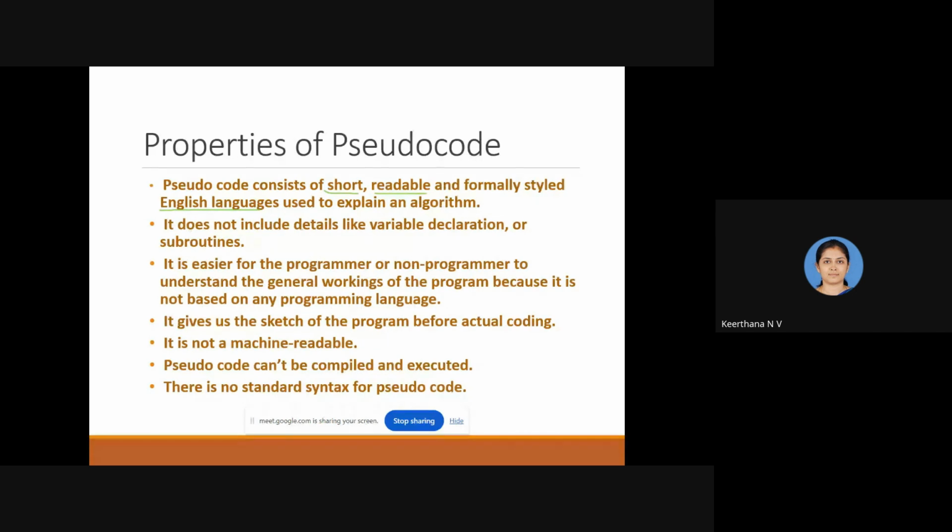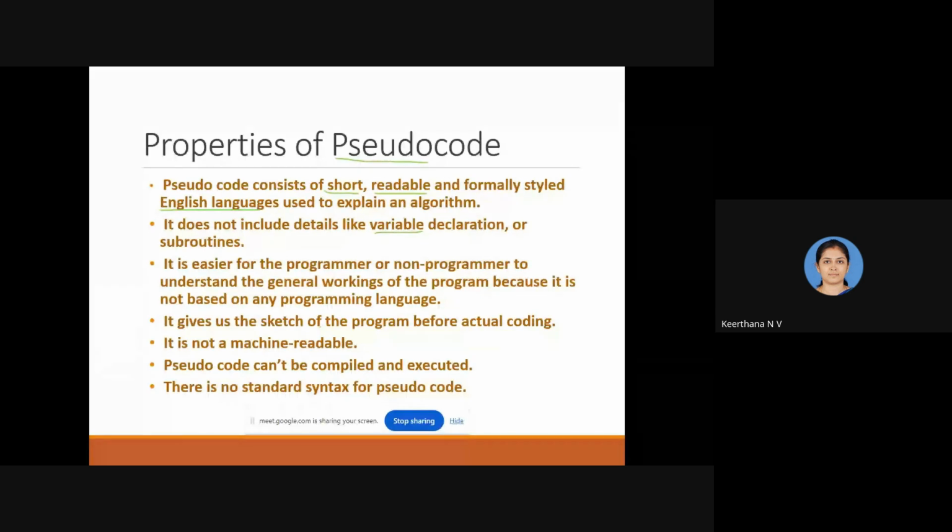In pseudocode, you should not include any variable declaration. For example, in C or C++, you will have variable declarations with data types such as int, float, like that. Those variable declarations or subparts of a program will be omitted while writing your pseudocode. So it is very easy for a programmer or a non-programmer. If any person is a non-programmer, by seeing the pseudocode they can easily understand and code in a particular coding environment.